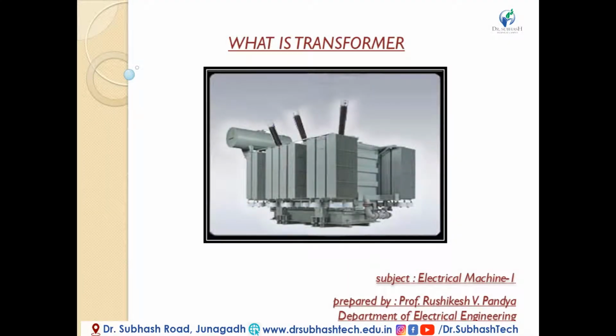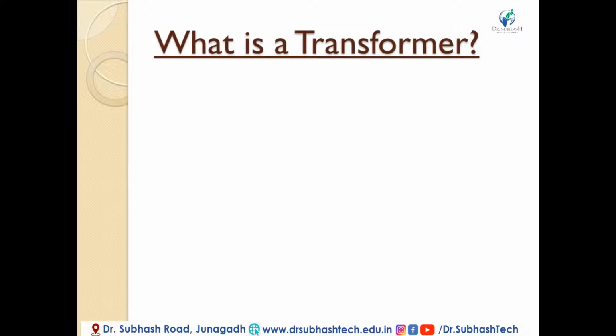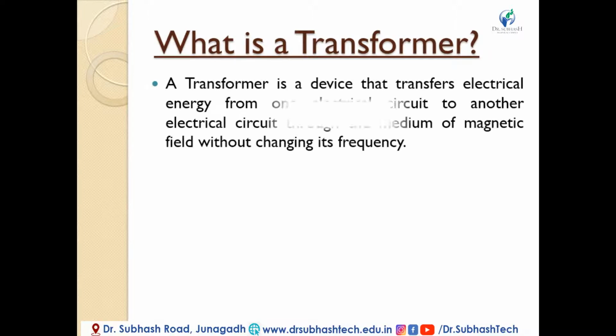Hello friends, today we are going to discuss the topic of what is a transformer and types of transformer. The transformer is a static device which is used to transfer electrical energy from one AC circuit to another AC circuit, with an increase or decrease in the voltage or current but without any change in frequency. It is important to remember that the input of the transformer and the output of the transformer are both alternating quantities.